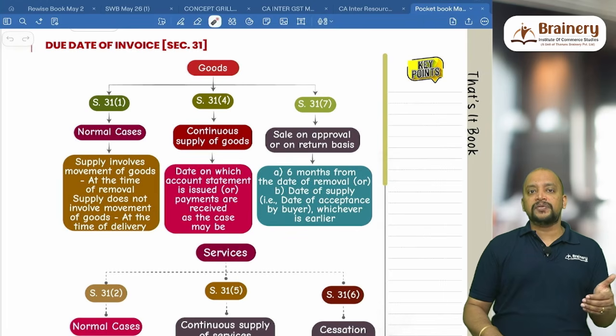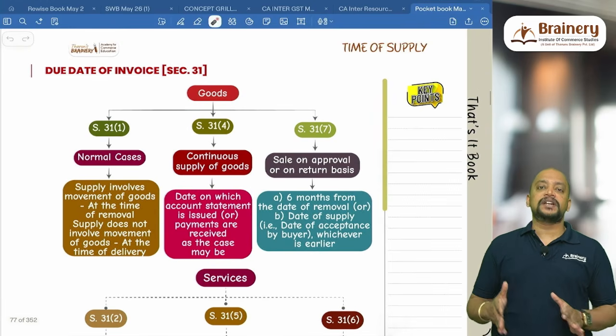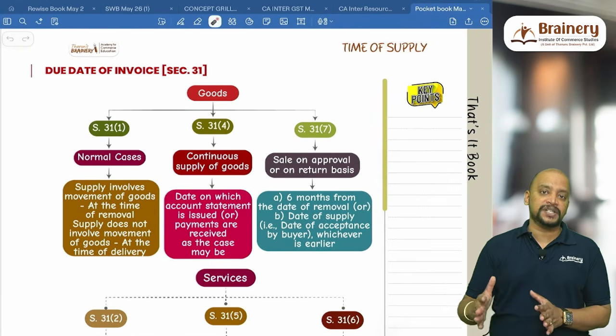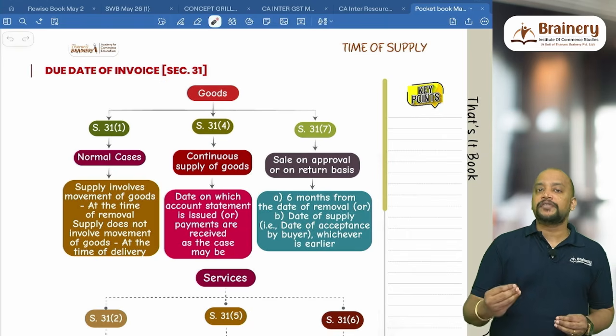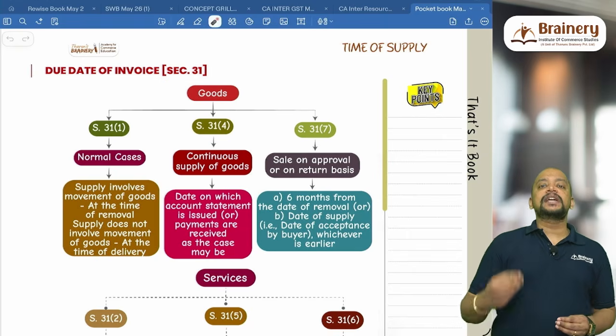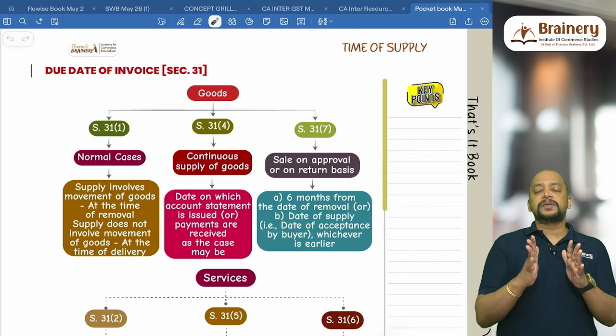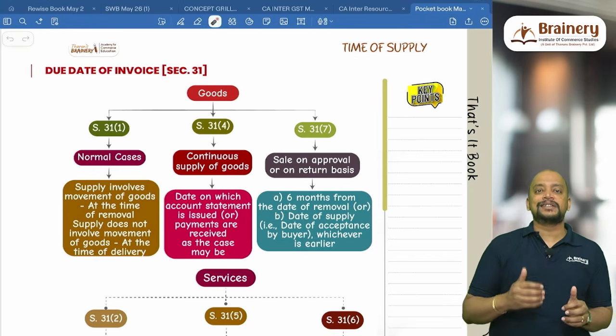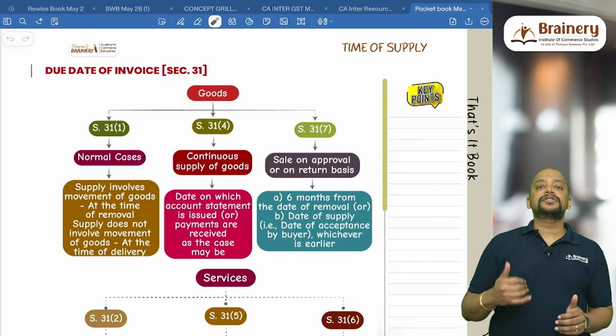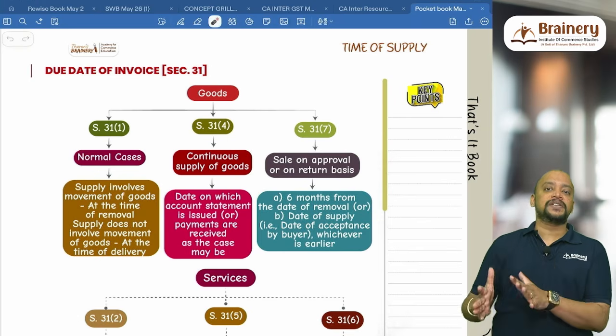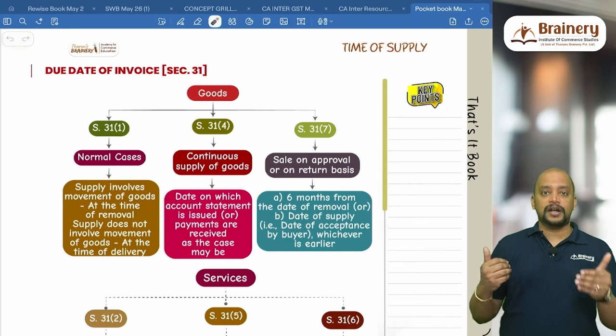As per section 31, we have 1, 4 and 7, that is subsection 1, subsection 4 and subsection 7, which deal with the due date of invoice in case of goods, whereas in case of services, subsection 2, subsection 5 and subsection 6. So 31 subsection 1 is applicable in normal cases, subsection 4 is applicable in case of continuous supply of goods, and subsection 7 in case of sale on approval or return basis.